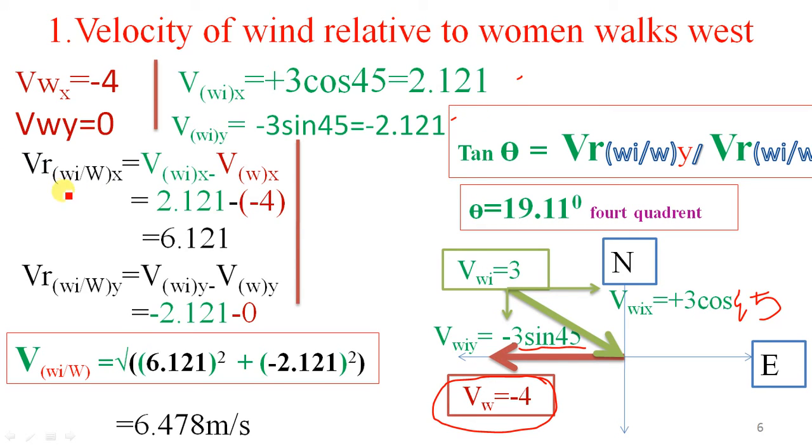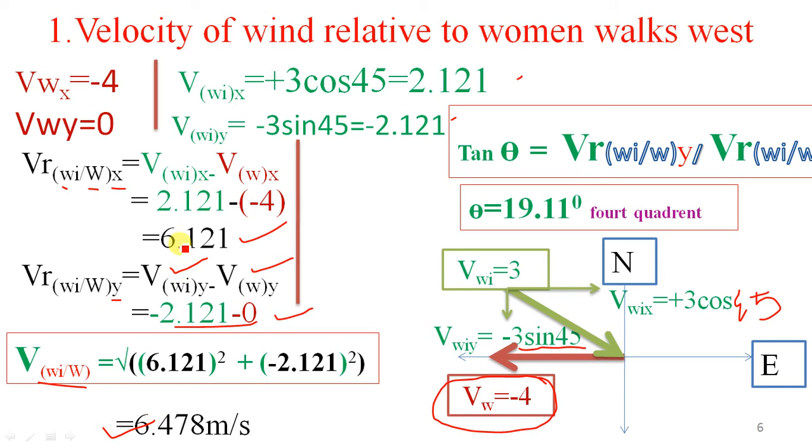Then the relative velocity of wind with respect to woman in x direction is the velocity of wind in x direction minus the velocity of woman in x direction. From that you will get one answer. Similarly, the relative velocity of wind with respect to woman in y direction is equal to the velocity of wind in y direction minus the velocity of woman in y direction. So from that you will get one answer. Then taking the square root of the sum of their squares, you will get the relative velocity of wind with respect to woman.